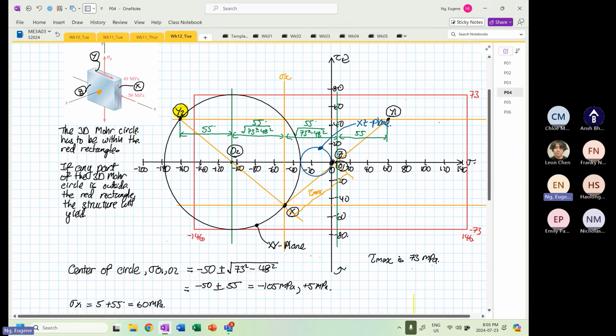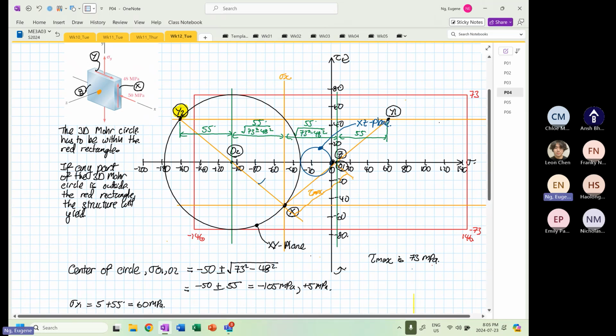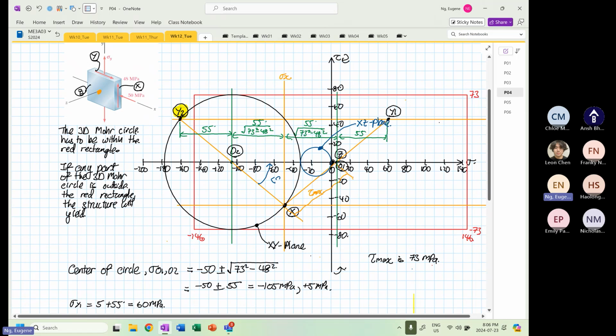Why does it belong to the XZ plane and not the YZ plane? Because point X to the zero shear stress line, right? This is the acute angle. Let me not say that, because this angle over here is less than what? 90 degrees.